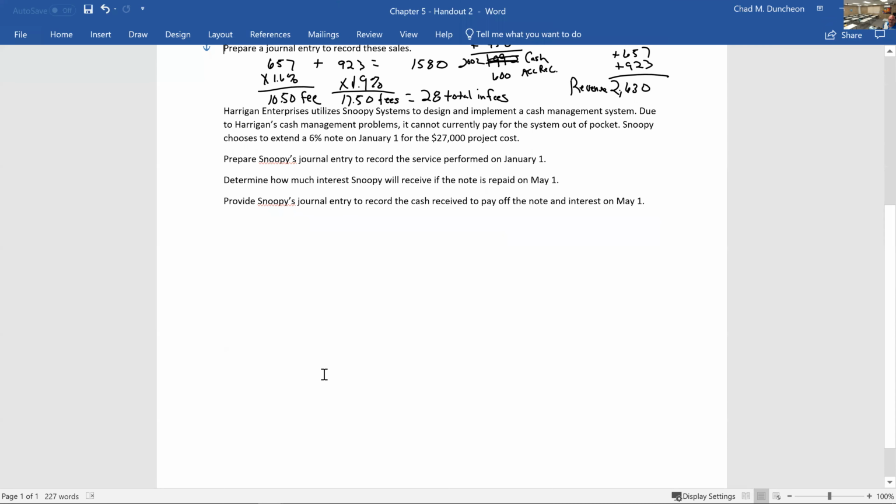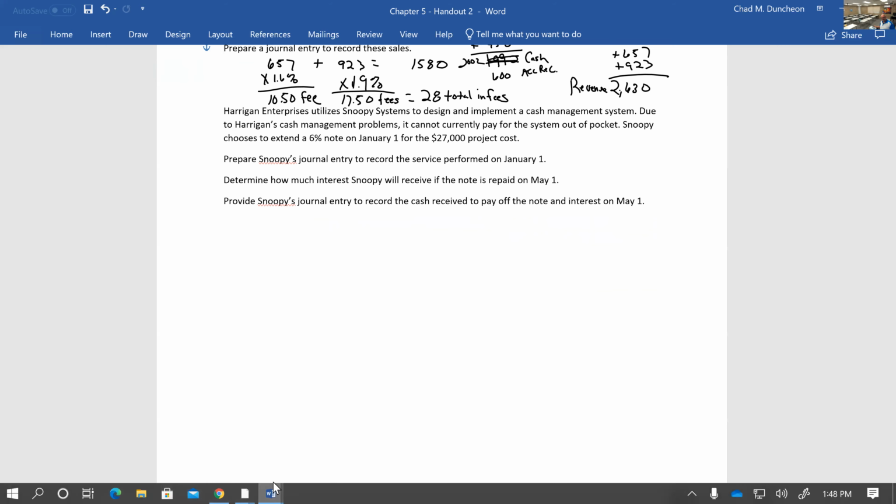All right, so finally here, American Enterprises uses stupid systems to implement a cash management system. They cannot pay for it out of pocket, so they are going to sign a note to pay for these services. So on January 1st, the service is complete. And for $27,000, how do we record the service performed on that day?